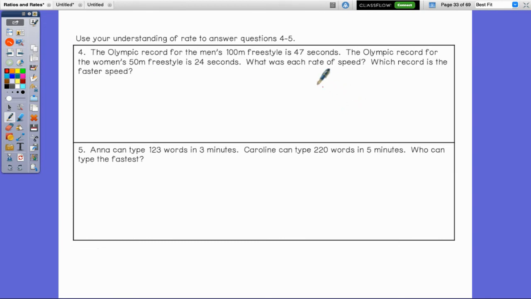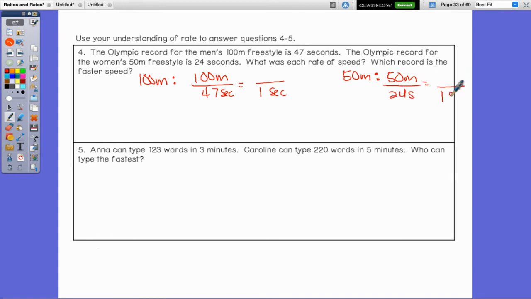Okay. Use your understanding of rate to answer the following 2 questions. The Olympic record for men's 100 freestyle is 47 seconds. The Olympic record for women's 50 freestyle is 24 seconds. What is the rate of its speed? Which record is the fastest? So I have my 100 meter first. 100 meters is in 47 seconds, and I want to know how far that is in 1 second. And then I have my 50 meter. That was 50 meters in 24 seconds, and I want to know how far that is in 1 second.